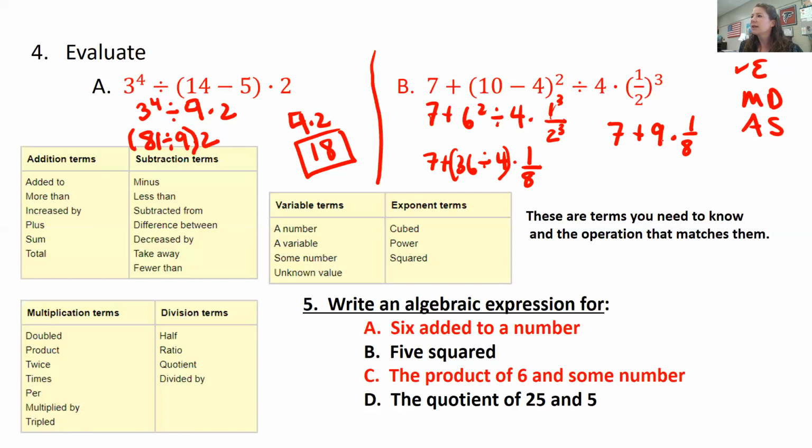Right? Yep. Uh-oh, I'm going to get a decimal. I hope I did this problem right. I hope I wrote it down right. 36 divided by 4 is 9. So I have 7 plus 9.